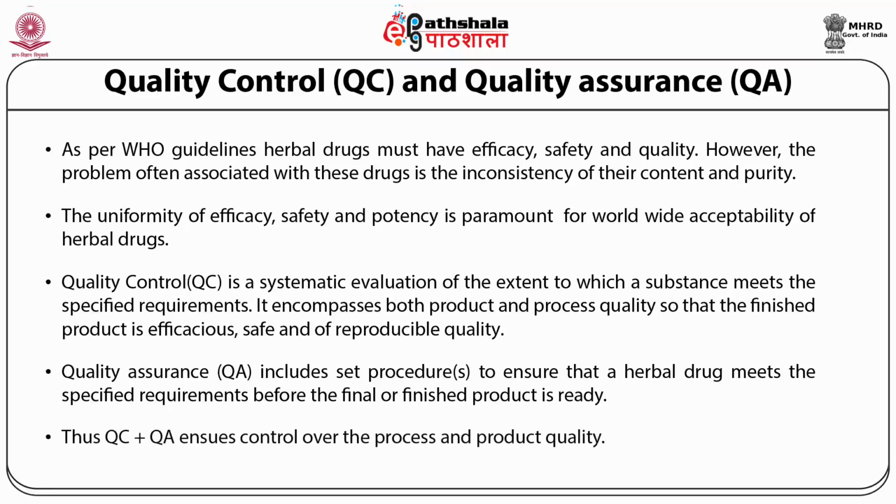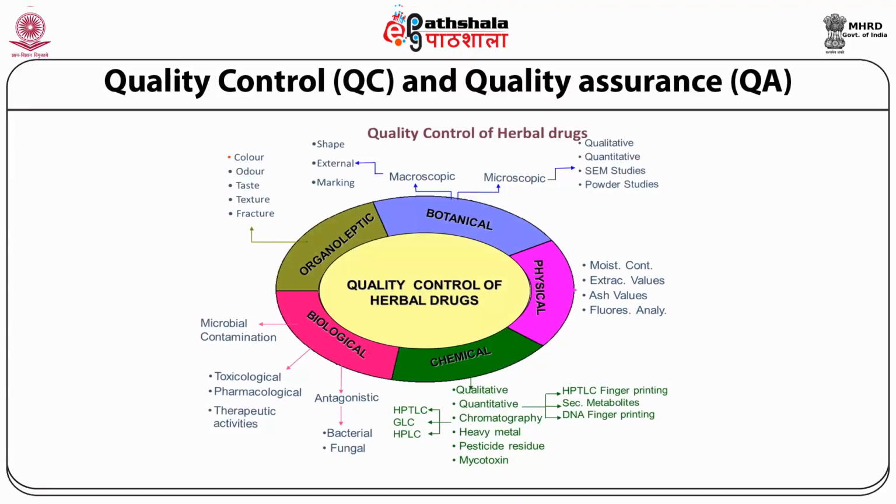Thus, we can say that quality control and quality assurance ensures control over product as well as process. This is a pictorial representation of quality control of herbal drugs. You see that several of those parameters, be it botanical, physical, chemical, biological, or organoleptic parameters, are involved in the quality control of herbal drugs.